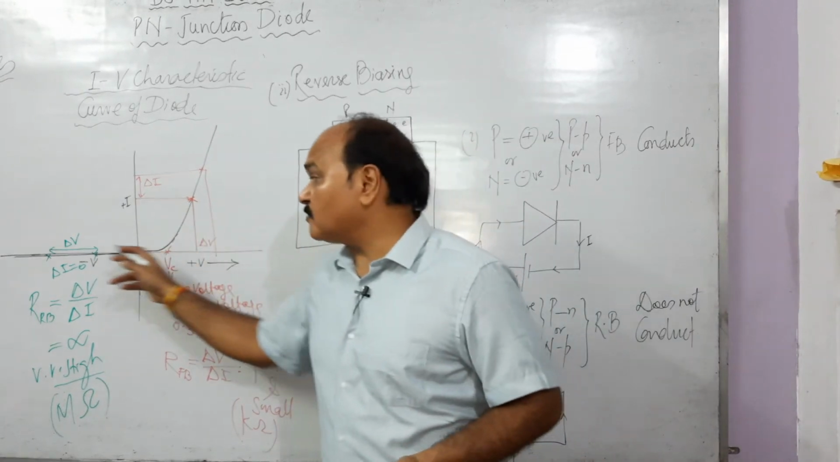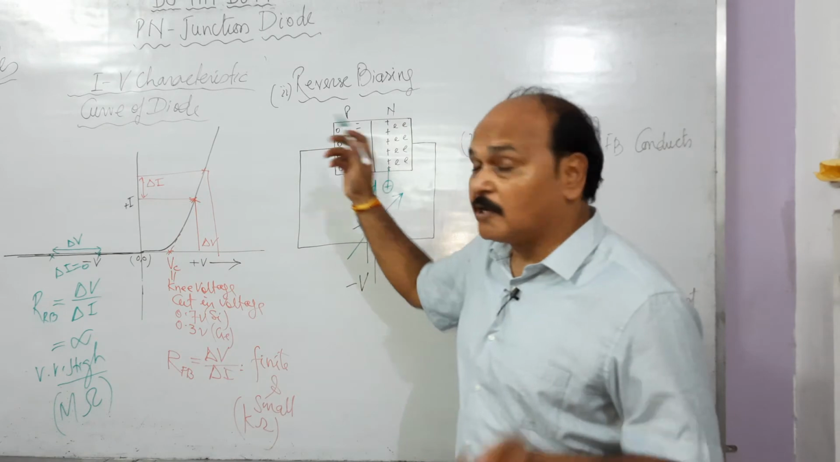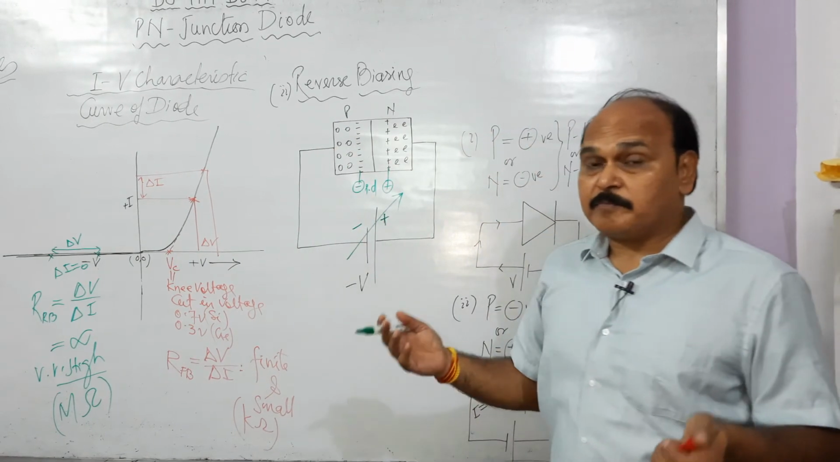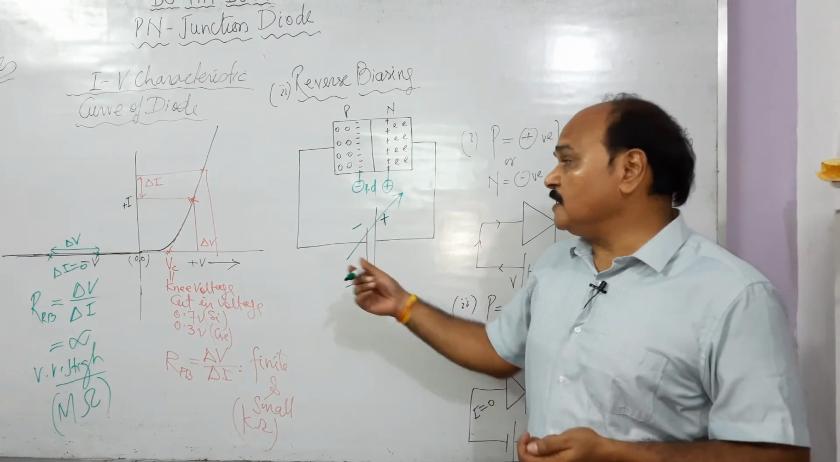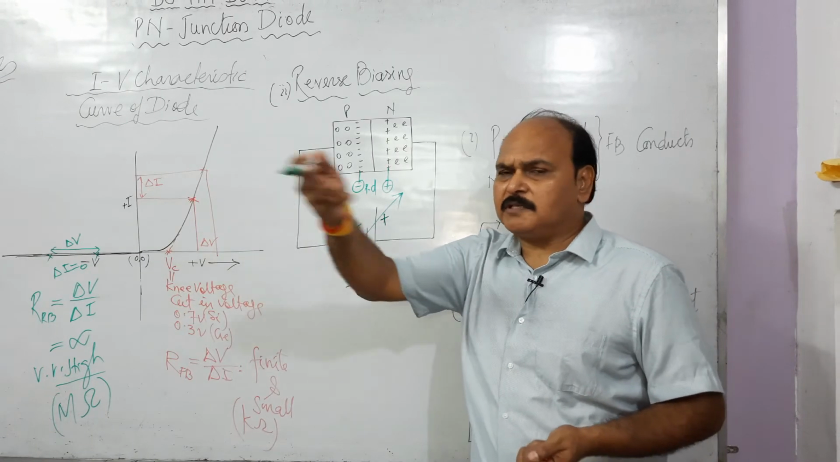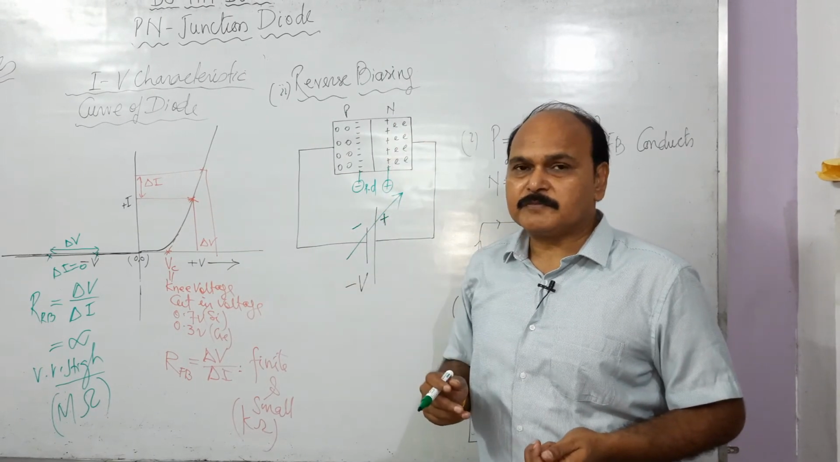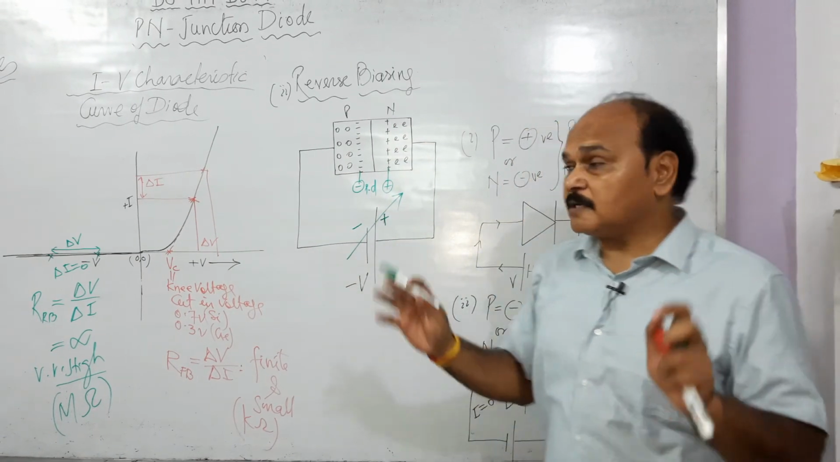So in reverse bias, diode does not conduct, and in forward bias, the diode conducts, but it conducts beyond knee voltage. We can ignore that knee voltage because knee voltage is very small. So we straightaway say diode conducts in forward bias.